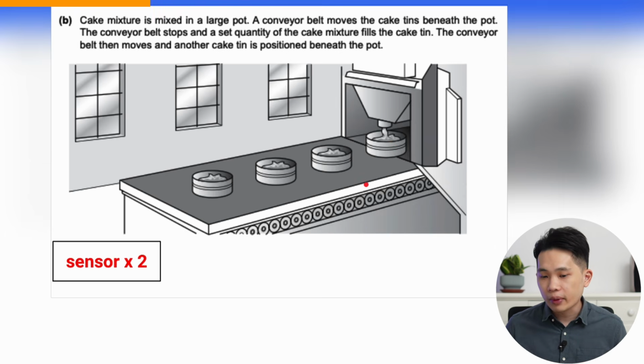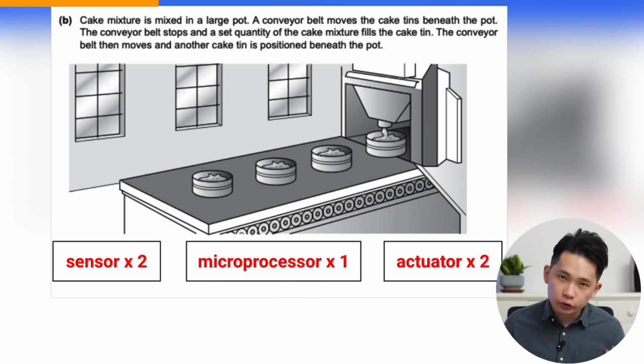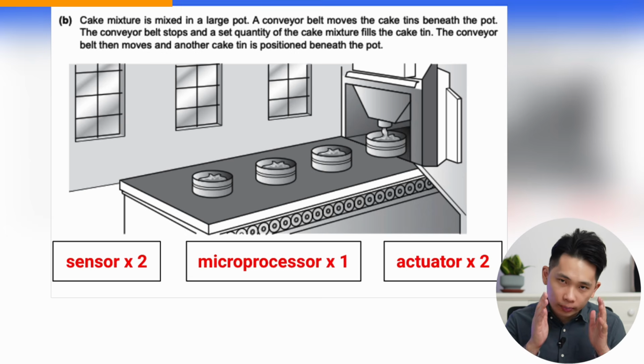And then we need a microprocessor. This is mainly used to control and handle all the operations. Finally, we need 2 actuators here. One is to start the pot to fill in the cake mixture, and the other one is to stop or start the conveyor belt. This is so that the cake tin will be right below the pot for filling. And once we know the rough process and the devices needed for this operation, we can just write the answer in our own wording here. Remember, the key idea is you have to understand the whole workflow first so that you can describe it accordingly.